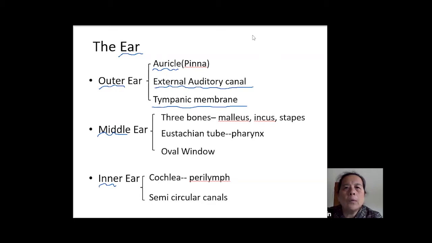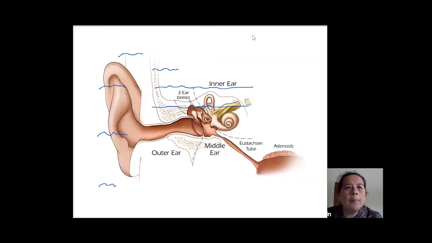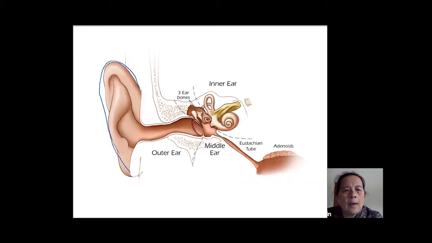So if we go to the picture here, from here outside, and then through the canal, then we have a membrane here. That's our outer ear.